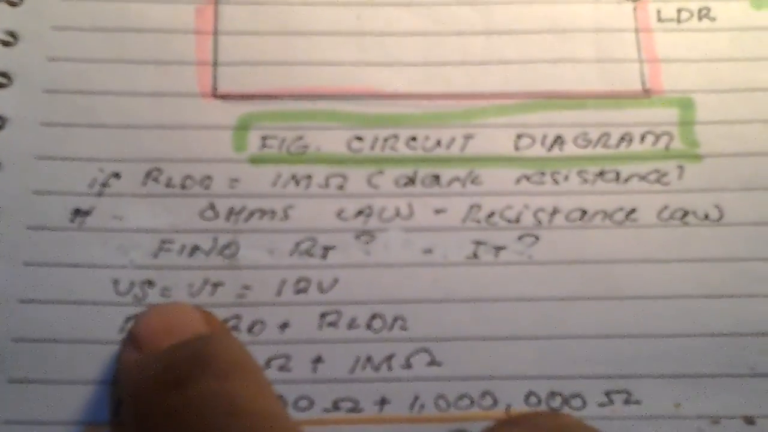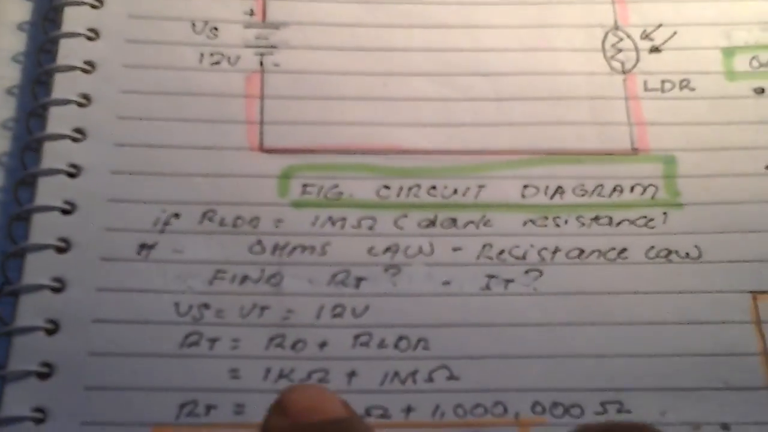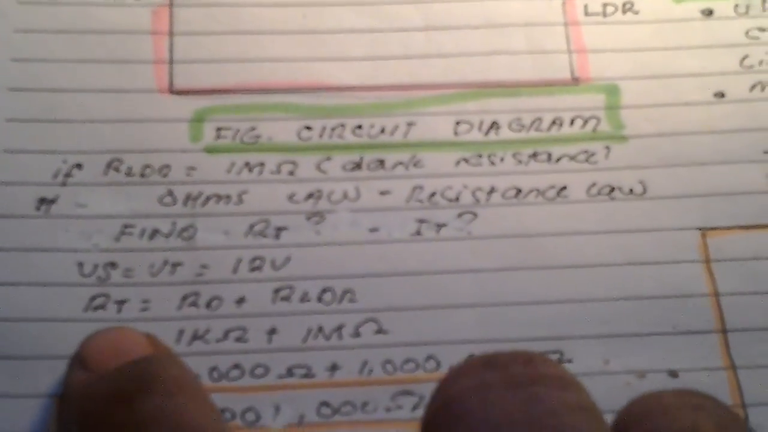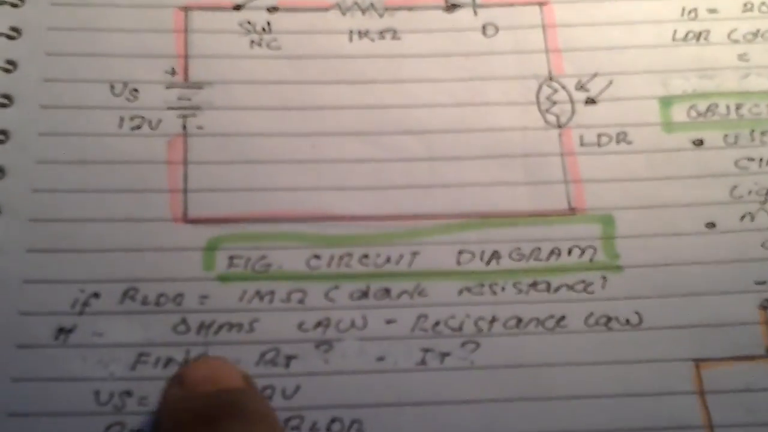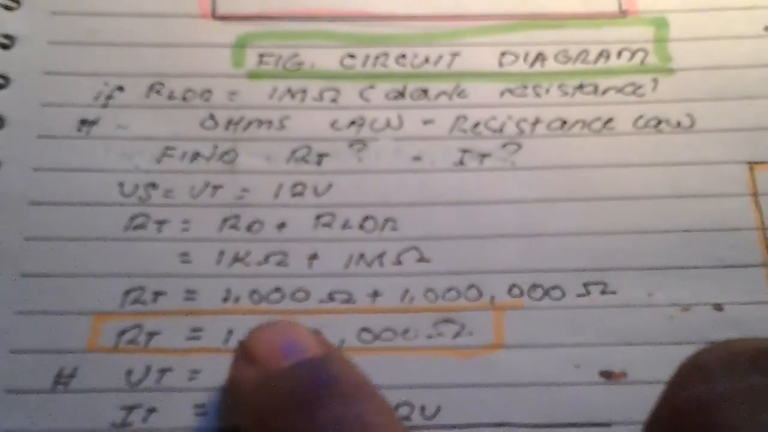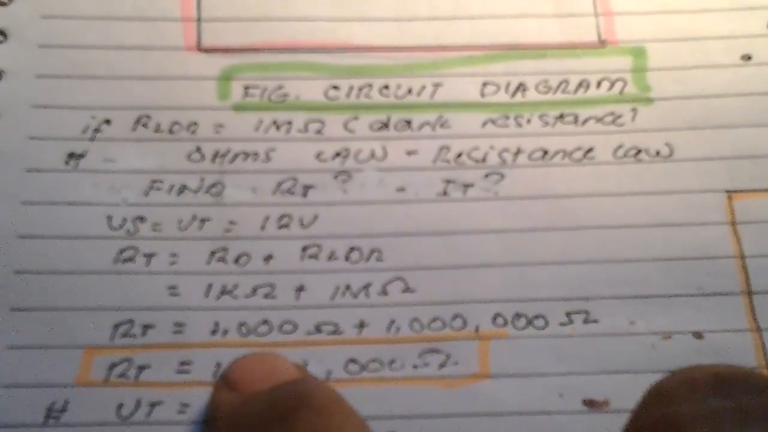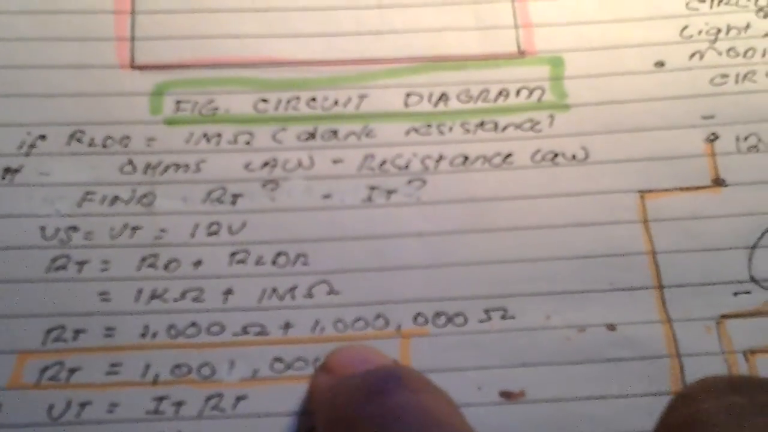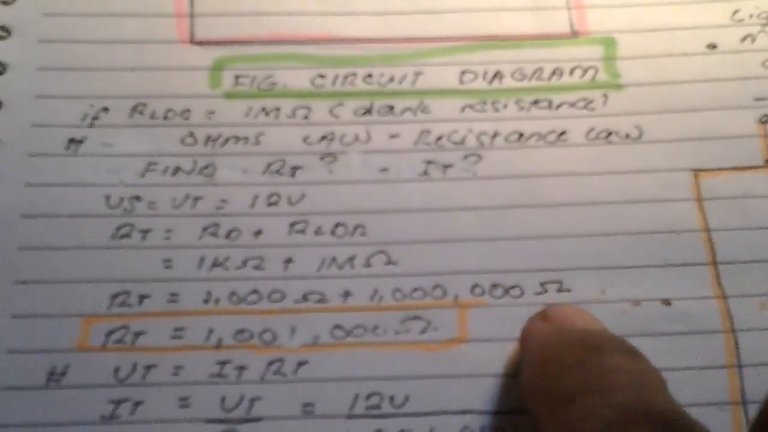Using Ohm's law, voltage supply is equal to voltage total, 12 volts. Of course, 12 volts, very simple. So, total resistance is now in series because we're having this dark resistance. When you're putting the cap here, it has a resistance of 1 mega ohms. So, law of resistance in series, just add it. We have here 1 kilo ohms equal to 1,000 ohms. 1 mega ohms is 1 million ohms.